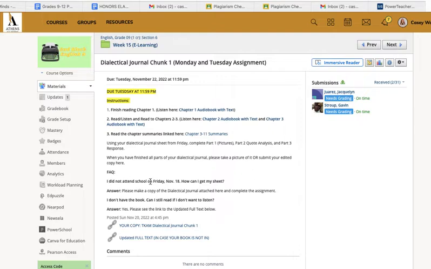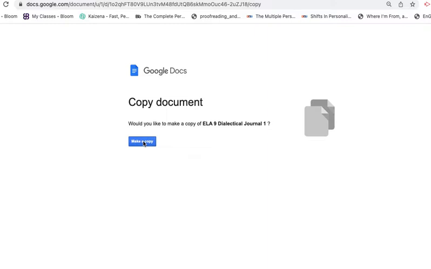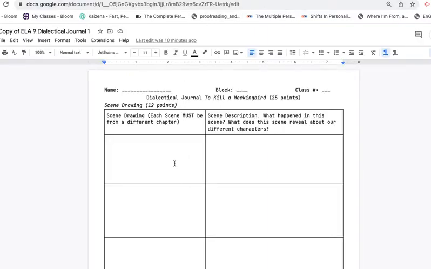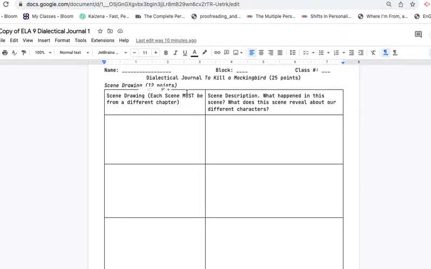Now, let's say that you forgot or you didn't attend school on Friday, November 18th. How can I get my sheet? Well, I have this right here. So what you're going to do is you're going to click on the link, and it's going to take you to a screen that looks like that. You're going to press make a copy. Once you've made a copy, it'll look like this. Okay, so let's take a look here of what we need to do.